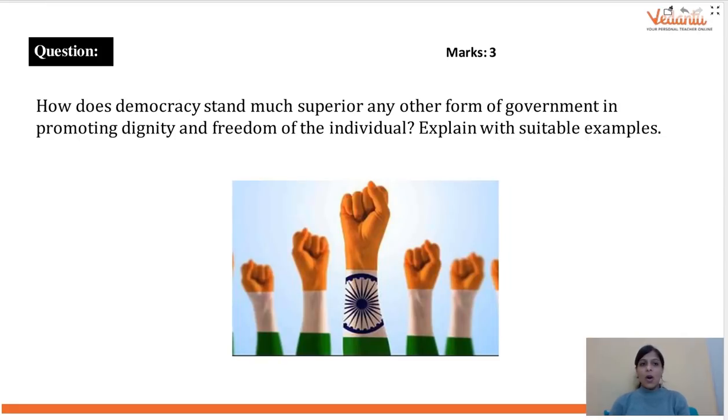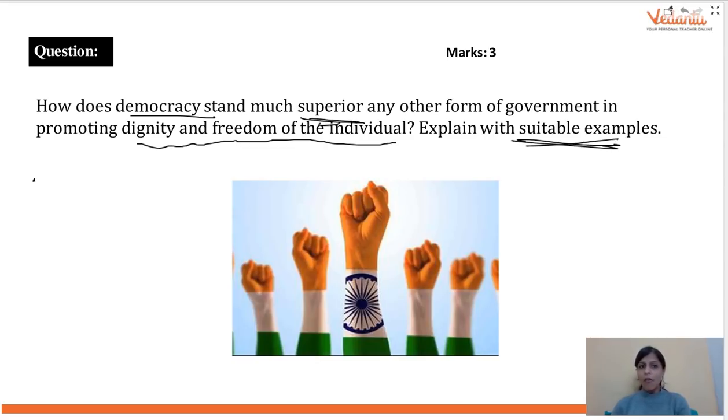Okay, so how does democracy stand superior? They're asking: democracy stands superior to any other form of government in promoting dignity and freedom of individuals. So they're talking about dignity and individuals. You have to give suitable examples with respect to dignity and freedom of citizens or individuals. So the correct answer would be yes, democracy stands far superior to any other form of government in promoting these.